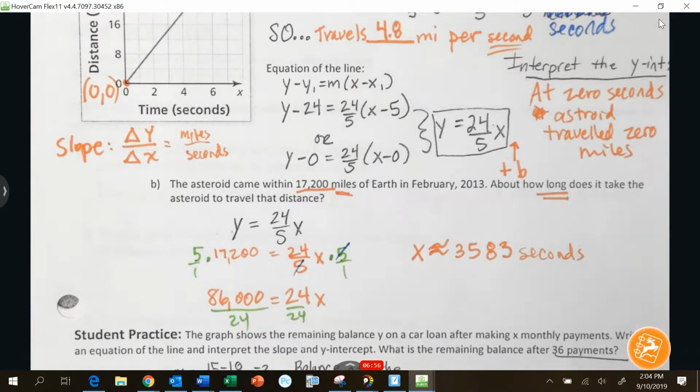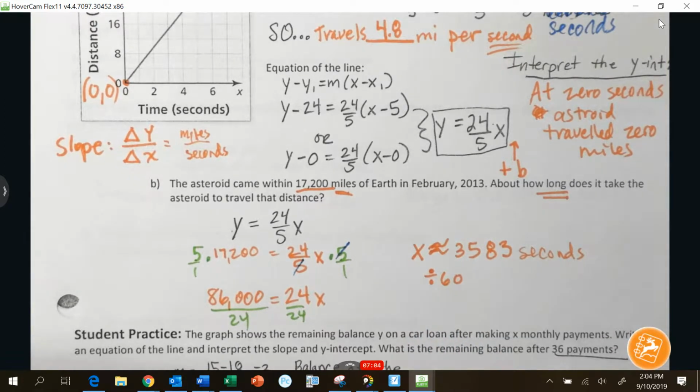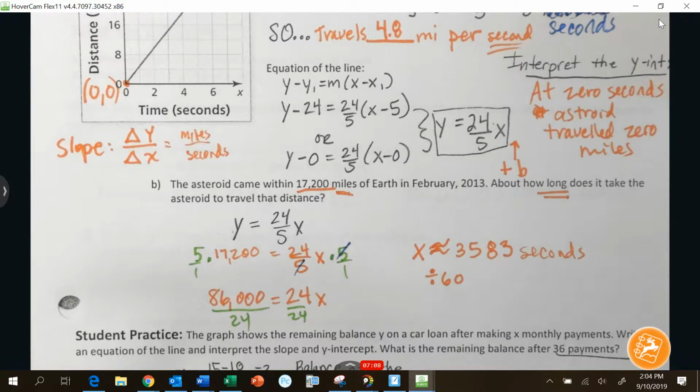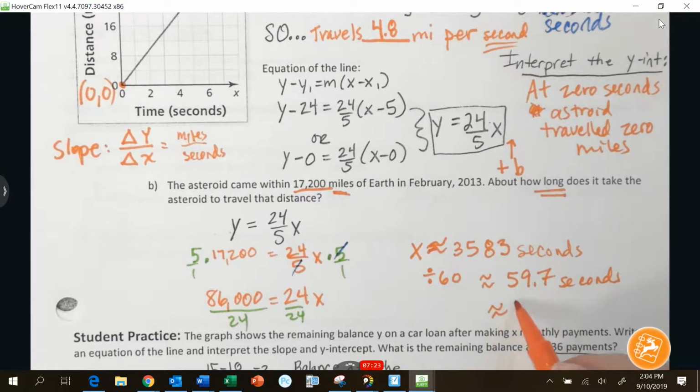Let's find out how we can do that. What would you do to change this into minutes? That's just under an hour. Yes. So it's 59.7 minutes, so it's about 1 hour.